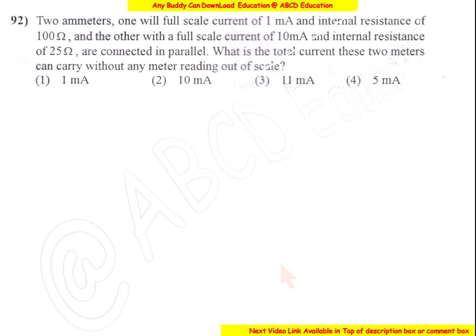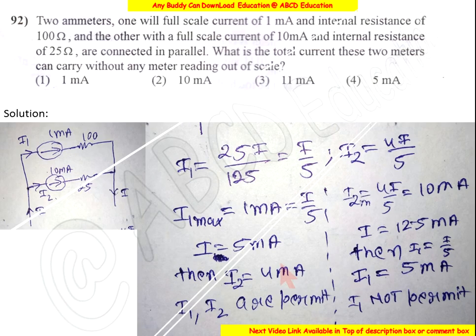Now come to question number 92. Two ammeters, one with a full scale current of 1 milliampere and internal resistance of 100 ohm, and the other with a full scale current of 10 milliampere and internal resistance of 25 ohm, are connected in parallel. What is the total current these two meters can carry without any meter reading out of scale?